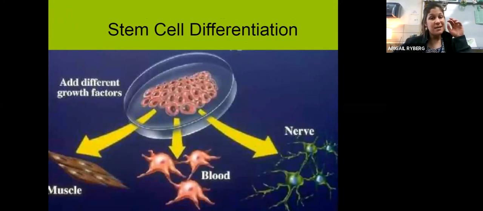Oftentimes what this looks like is stem cells come from a clump of cells in a petri dish like we see here, and then we can differentiate them in the laboratory into those 220 different types of cells.